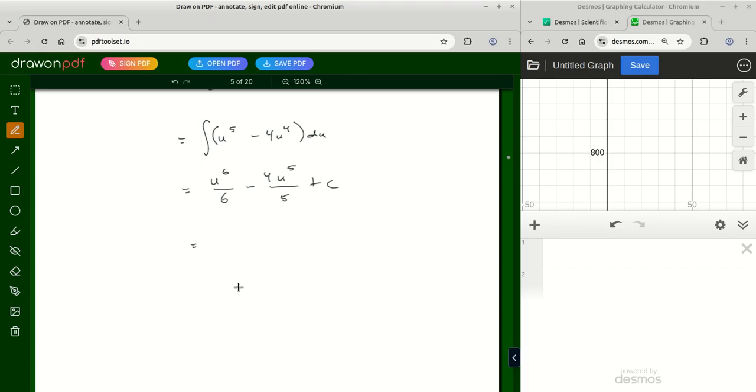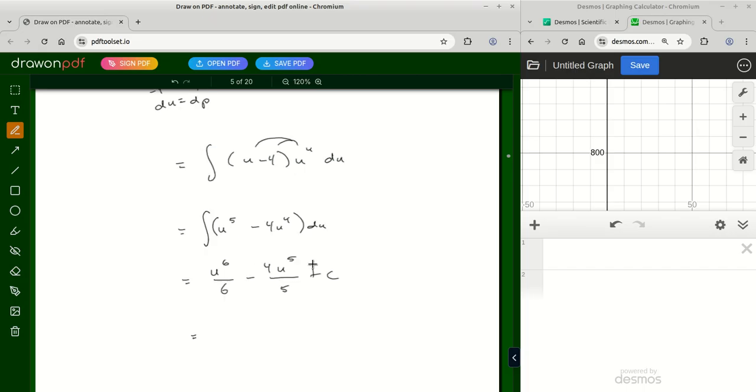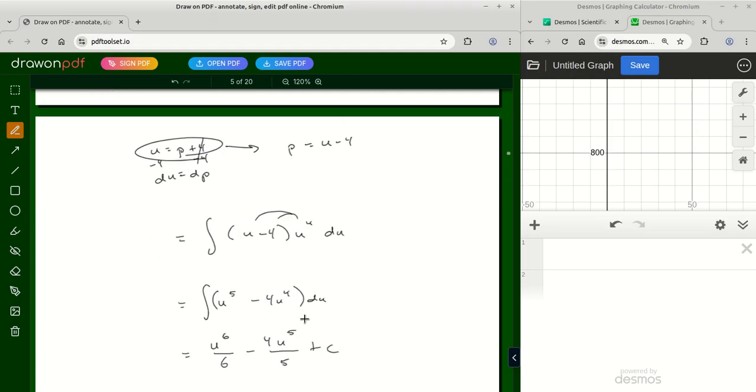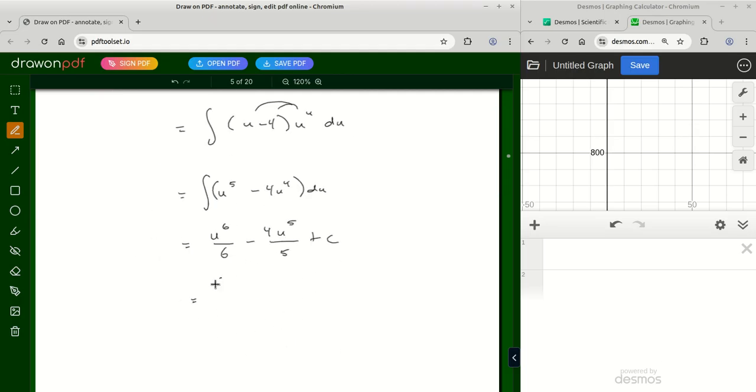Oh, wait, I have a u. I know what u is. I had a formula for that, right? It was right here. This guy. P plus 4. So every time I see a u, I'm going to now say P plus 4 to the 6 over 6. P plus 4 to the 5th over 5. Plus C. Still don't know what C is. That's it. We're done.